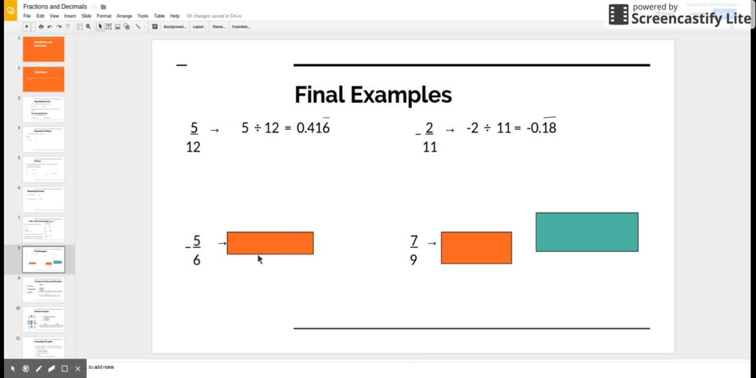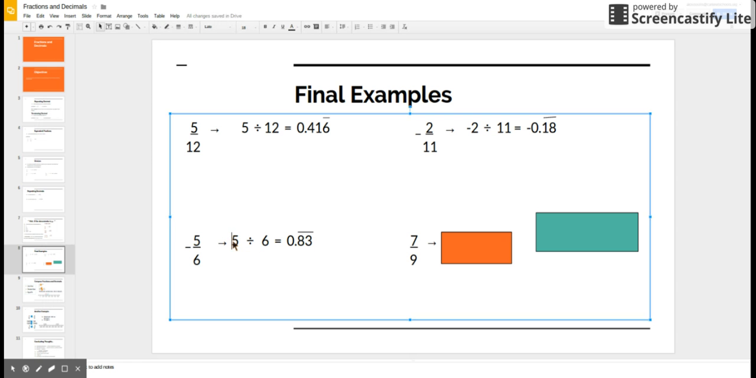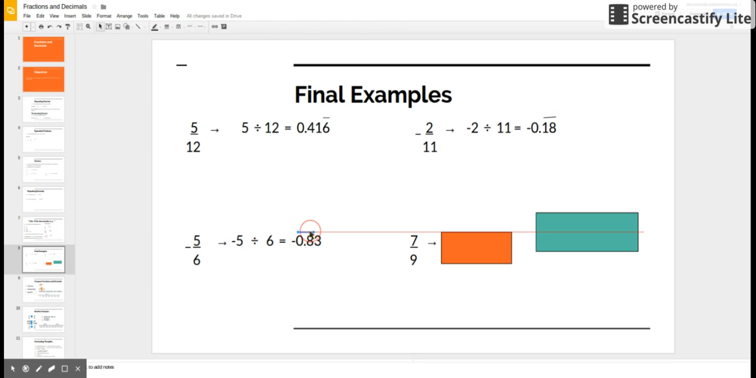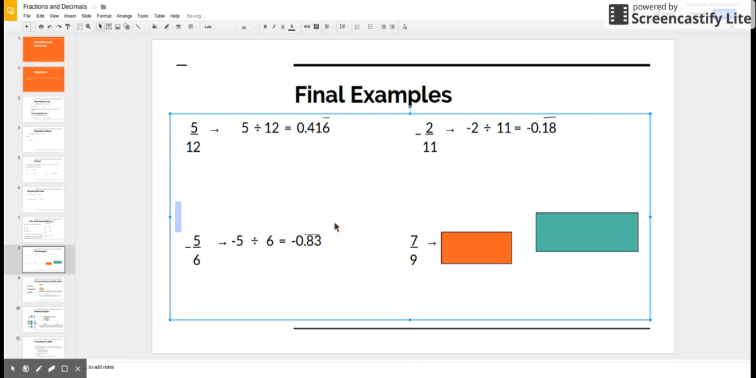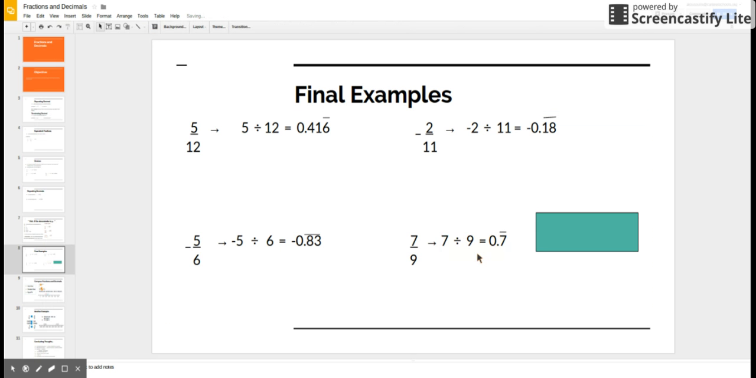Here we have negative 5 divided by 6, and you end up getting negative 0.83 repeating. And here we have 7/9. You do 7 divided by 9, 0.7 repeating. And just remember, this fraction right here has a denominator of 9, so it needs to be repeating.